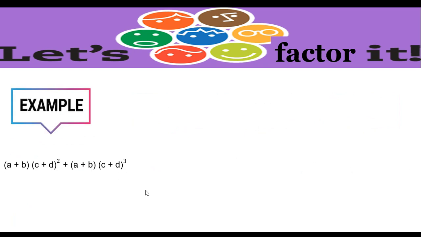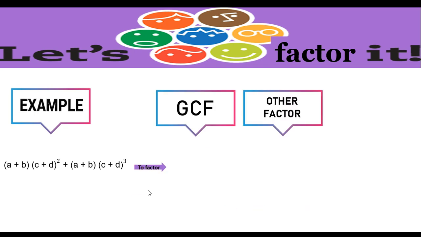Next, we have our next example. Again, to factor this, we have to get the GCF and the other factor. To get the GCF, it is very obvious that both terms have a plus b. Therefore, a plus b, and we also have c plus d. We're going to consider the least exponent of c plus d. Clearly, our GCF is this one.